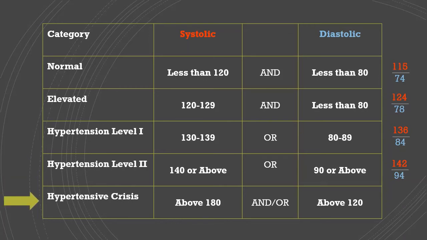Finally, the last category is hypertensive crisis. This is when your systolic is above 180 and or your diastolic is greater than 120. This is an emergency and requires urgent medical care.